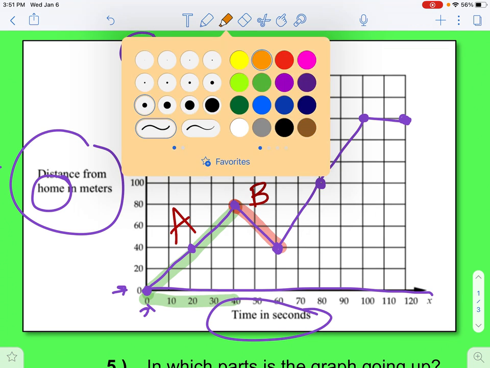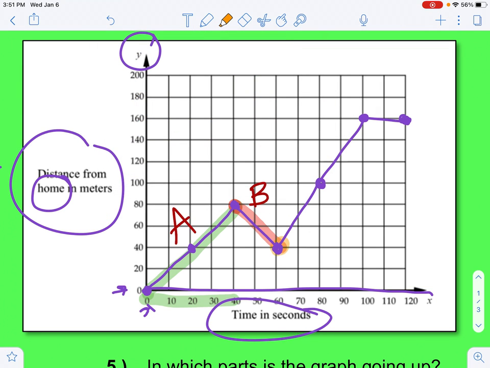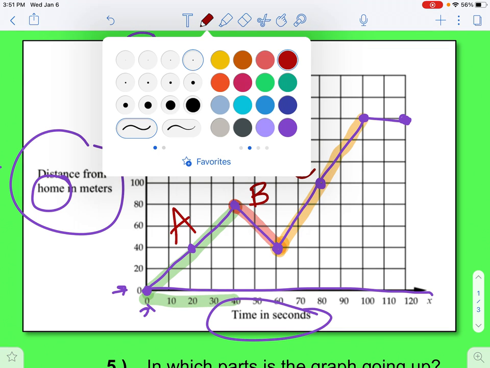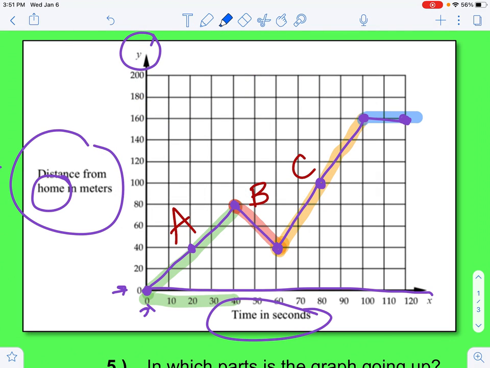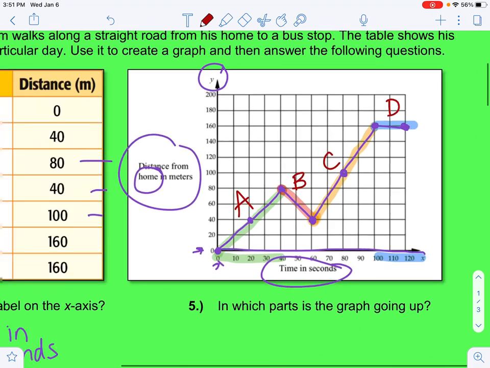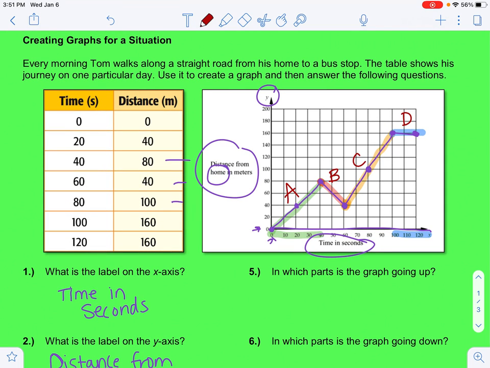Our next section, at 60 seconds, now he's continuing to walk away from home. So that's part C. And lastly, our last part, from 100 seconds to 120 seconds, he's just standing in one spot. He's not moving anywhere, he's waiting for the bus. So A, B, C, D, make sure you label your graph just like I did.